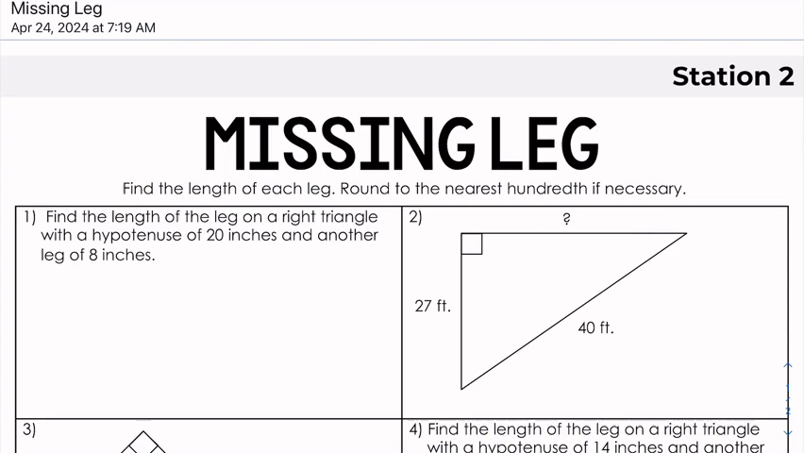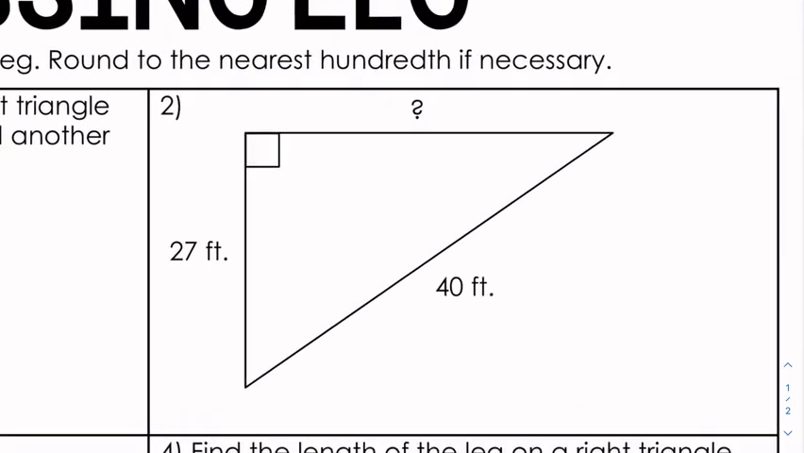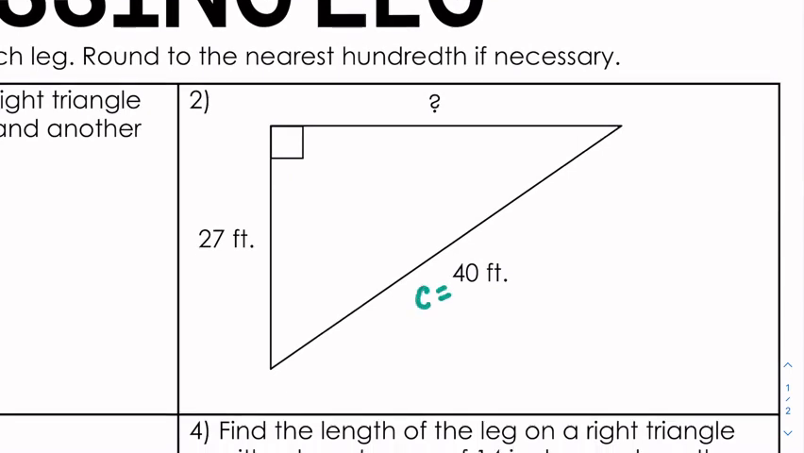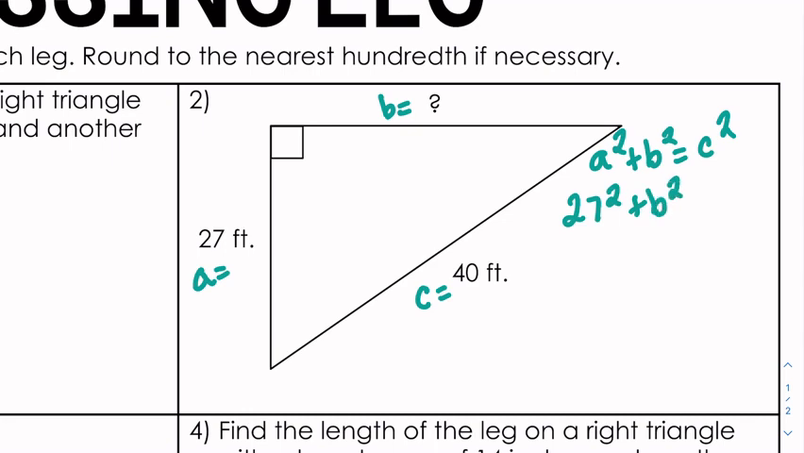So let's do number 2 first. When I look at number 2, I have my hypotenuse labeled and I have one of the legs labeled. So our hypotenuse is C, and then the legs are either A or B. It doesn't matter which one. So I'm going to write this as A squared plus B squared equals C squared, and our A is 27. So I'm going to do 27 squared plus B squared, and then equals 40 squared. Okay, so that's what it looks like after you substitute in all of your numbers for what you know.